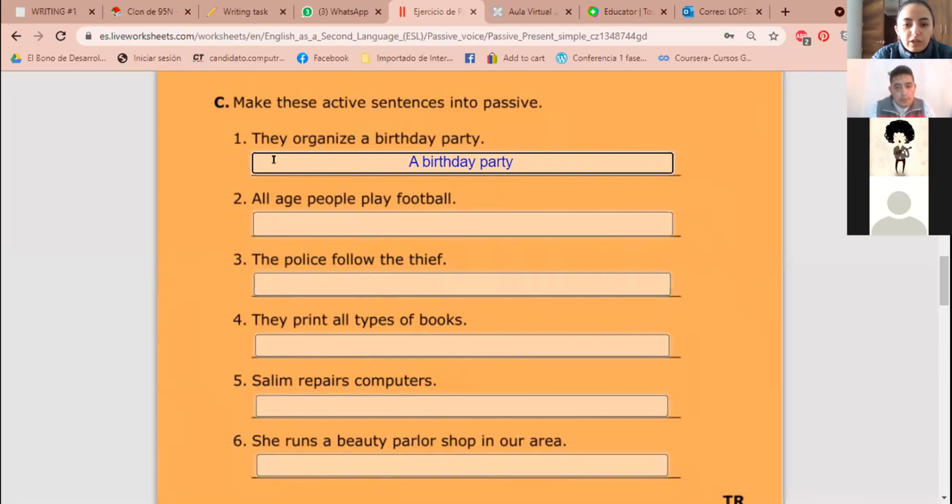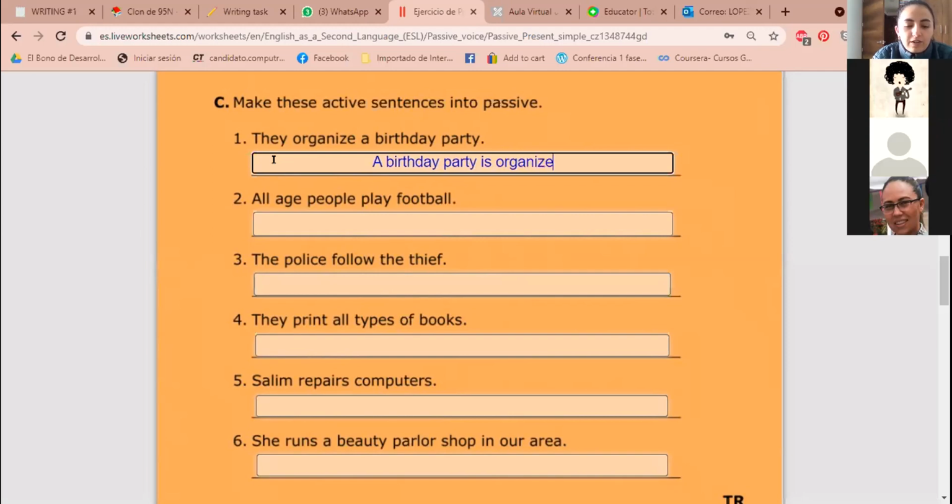¿Cuántas fiestas de cumpleaños hay? Ah, no, perdón, me fui por day. Is, ¿no es cierto? Mucho ojo a eso. Fíjense si es singular o plural. So, a birthday party is pasado participio del verbo organized. By, y ahora sí lo que me decían ustedes, by them, ok. So, a birthday party is organized by them.